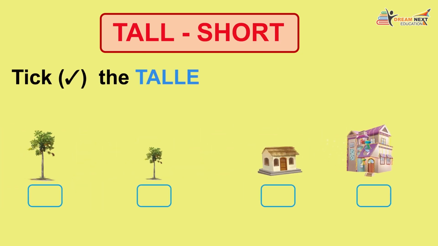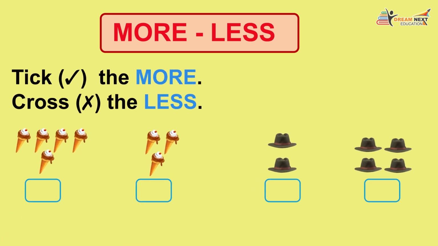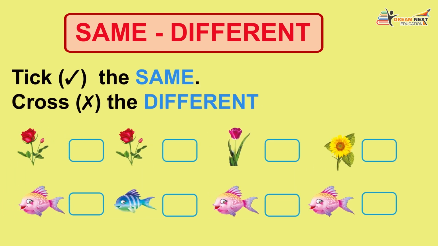Recap: tall, short. Tick the taller, cross the shorter. More, less. Tick the more, cross the less. Same, different. Tick the same, cross the different.